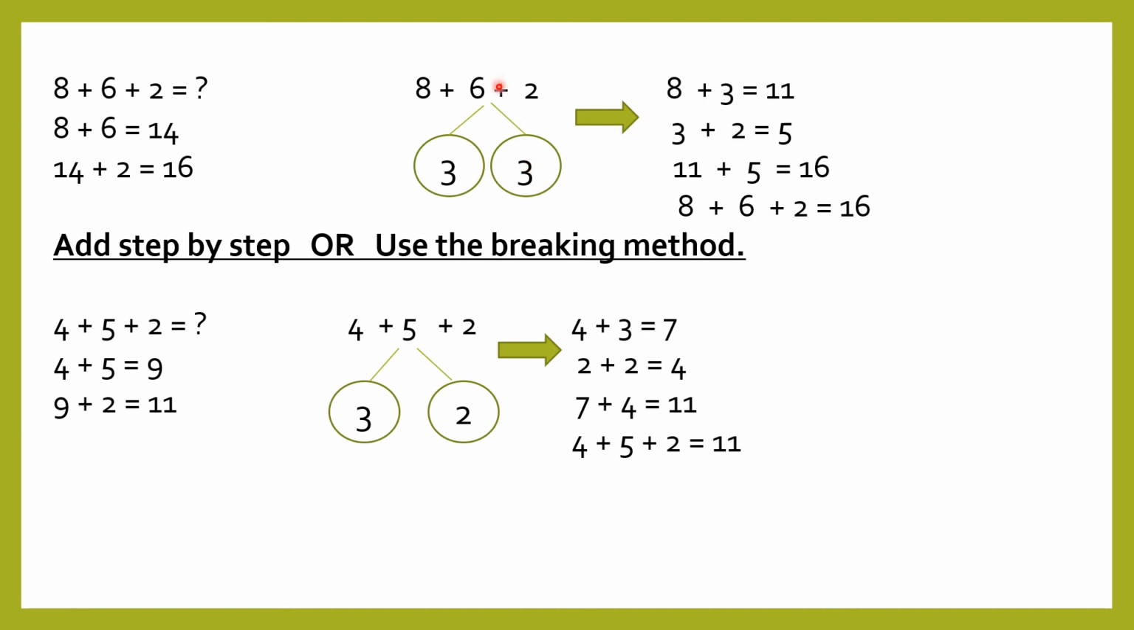Now once I have broken 6 into two numbers, I'm not going to use 6. I'm going to use these simpler forms. So let's add 8 plus 3. 8 plus 3 is 11. And 3 plus 2 is 5. Now what is 11 plus 5? 16. So my final answer is 16.